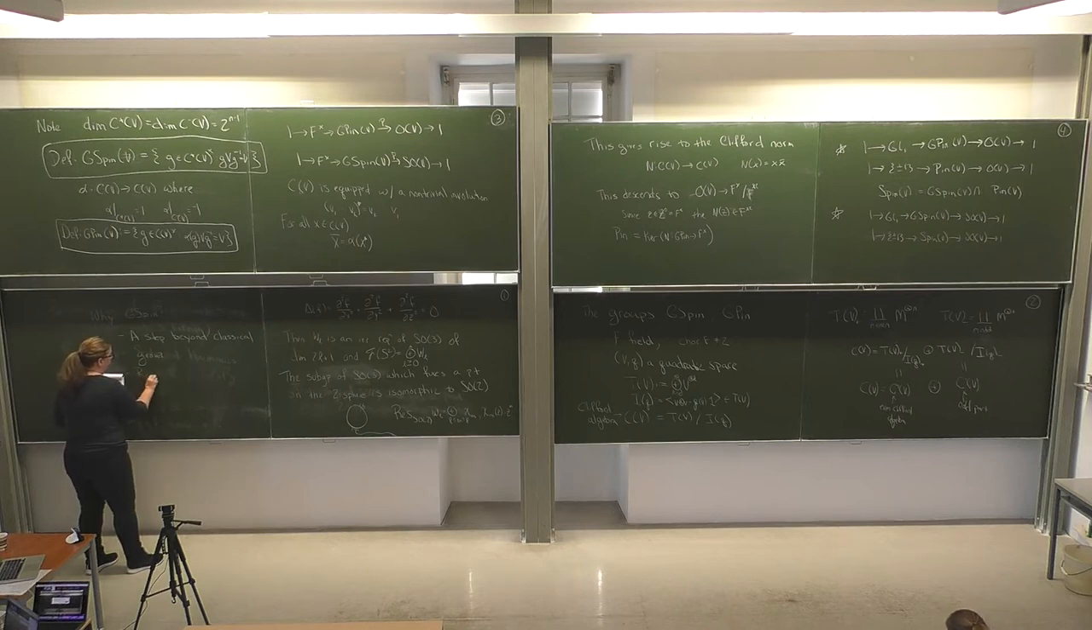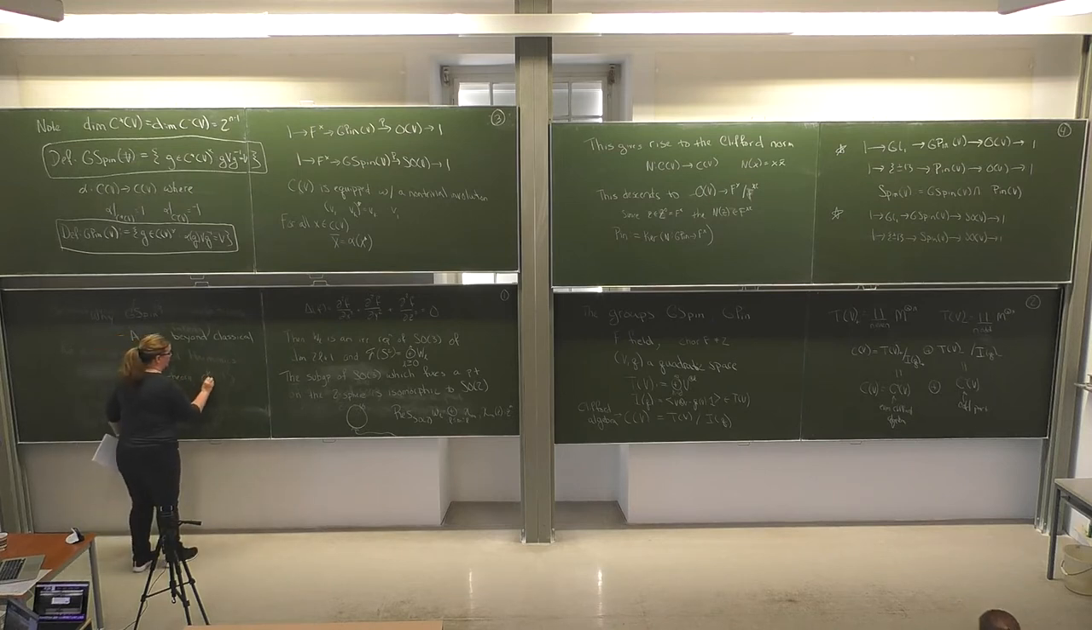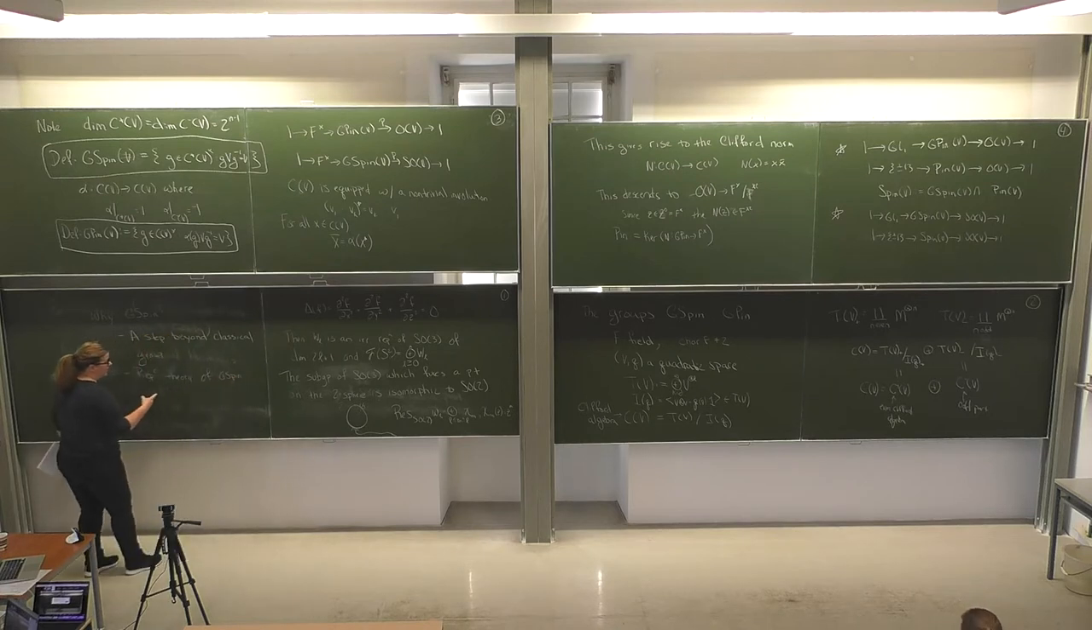One big reason for us is because the representation theory of G-spin subsumes that of SO. That's because if you have a representation of G-spin and you let the central character be trivial, you get a representation of SO.